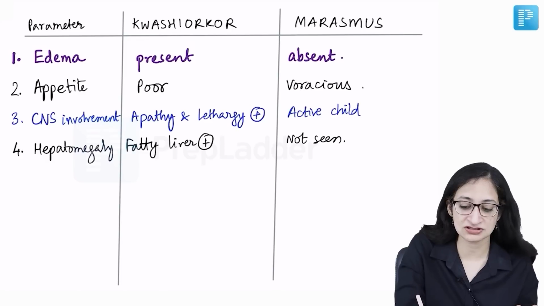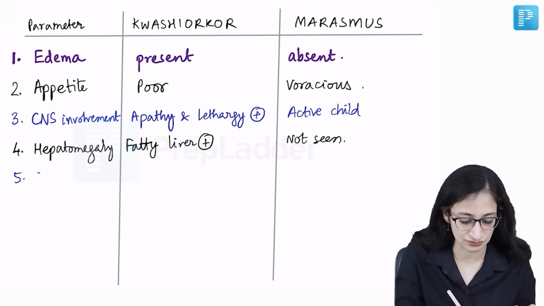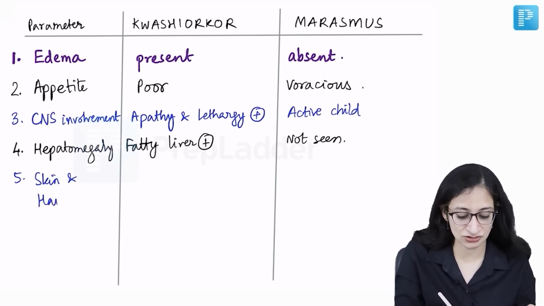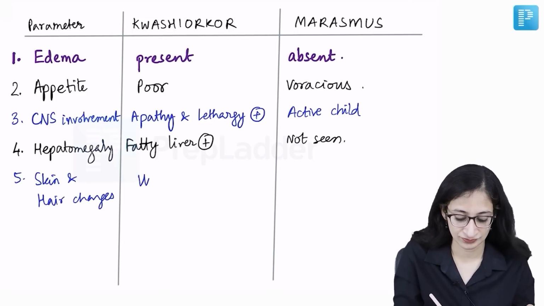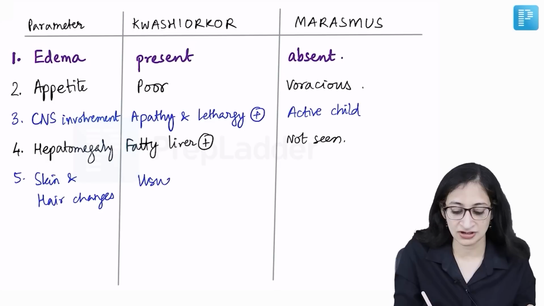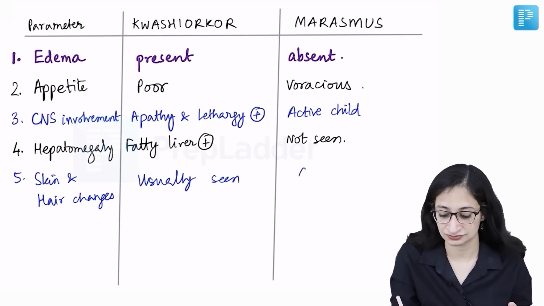Another important difference is the skin and hair changes. Skin and hair changes of malnutrition are usually present in kwashiorkor, but they are usually absent in marasmus.